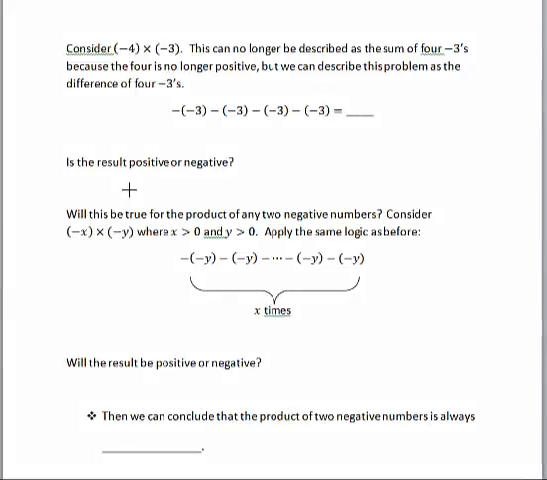Okay, so on this page, we consider what if we have 2 negatives. So now both the 4 and the 3 are negative. Okay, and as it's stated here, we can no longer consider the addition of 4 negative 3's. Okay, and so the way we're interpreting this now is we say that we have a negative 3, and that's placed here inside of these parentheses. We still have 4 of them.